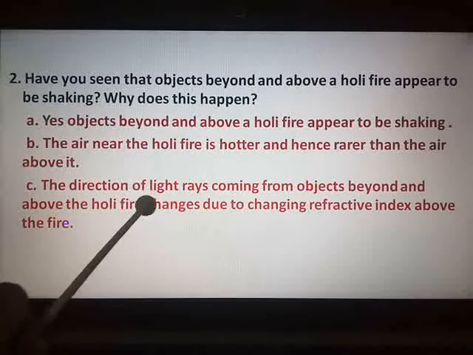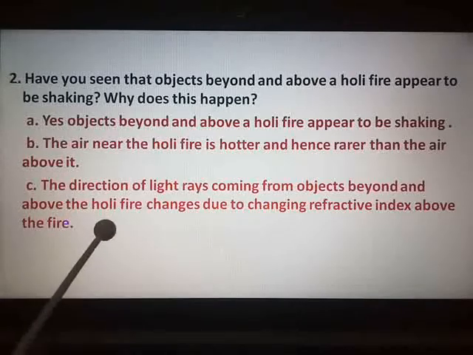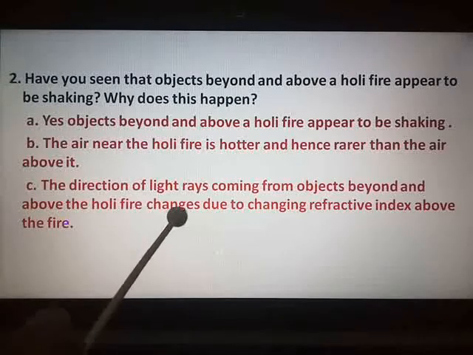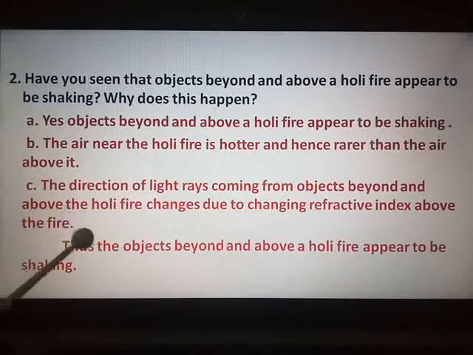The direction of light rays coming from the objects beyond and above the holy fire changes due to the changing refractive index above the fire. Thus, the objects beyond and above a holy fire appear to be shaking. This word "appear" is very important. Actually, they do not shake, but due to the continuous changes in the refractive index, the rarer medium, the denser medium, they appear to be shaking. With this, we complete the two important activities on page number 76.